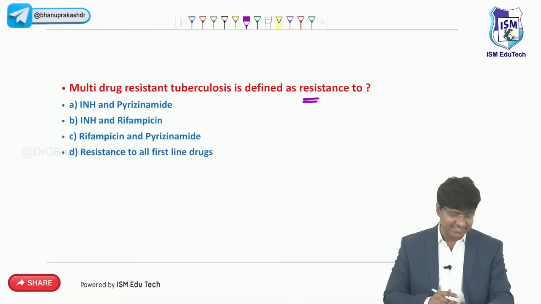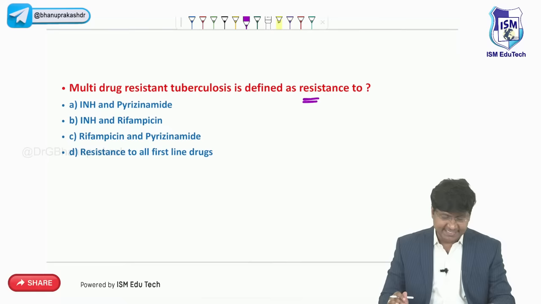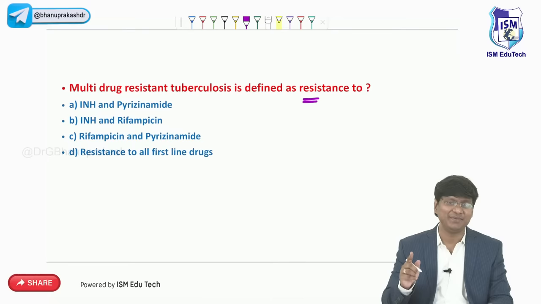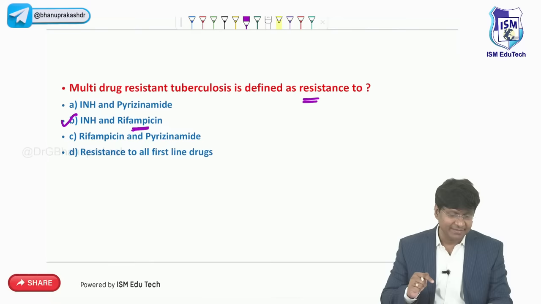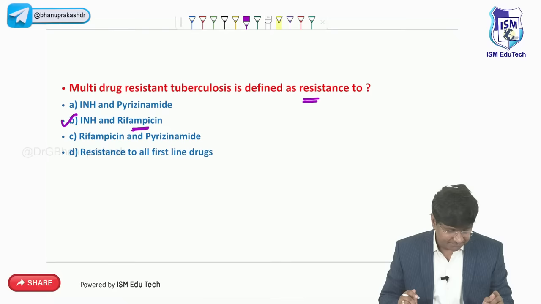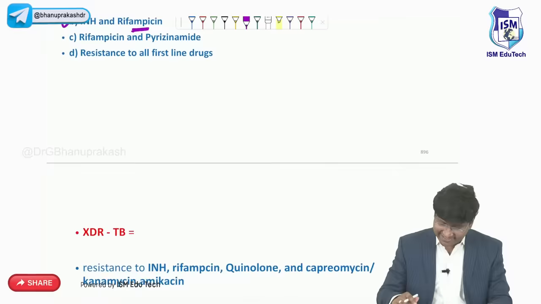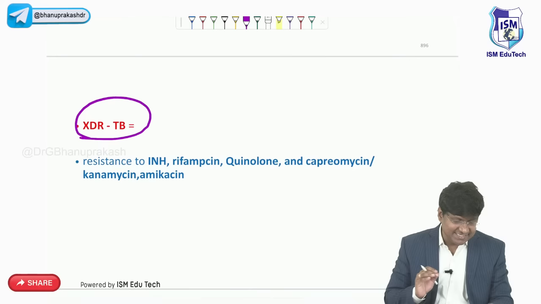Yes, anyone of you please. MDR-TB is defined as resistance to... Right, so what is the correct answer here? MDR-TB is resistance to isoniazid as well as rifampicin. Very good. Isoniazid and rifampicin. Okay. Next. Not only MDR-TB, we also have what is called XDR-TB. Right. The next important is the XDR-TB. What is XDR-TB? XDR-TB stands for extensively drug resistant tuberculosis.